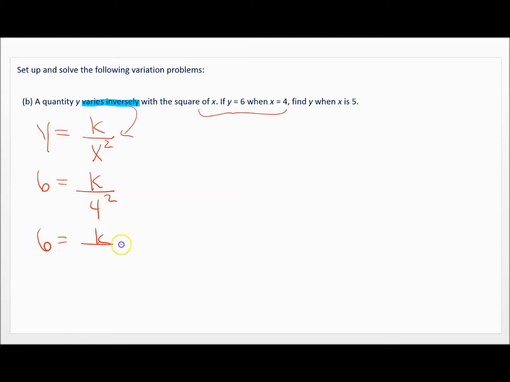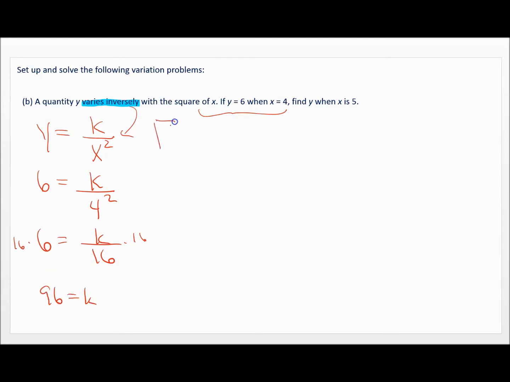So 6 equals k over 16. Now, to solve for k, I multiply both sides by 16. And 16 times 6, I'm going to go to my trusty calculator. That gives me 96. So 96 is k.